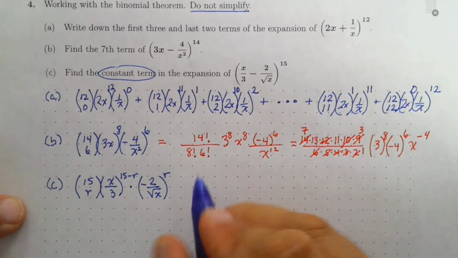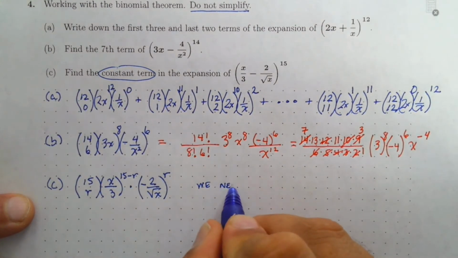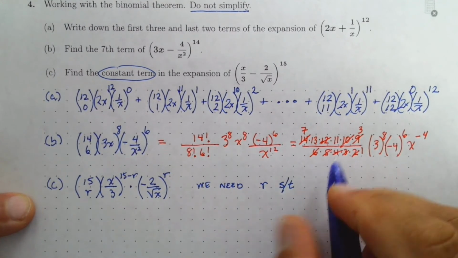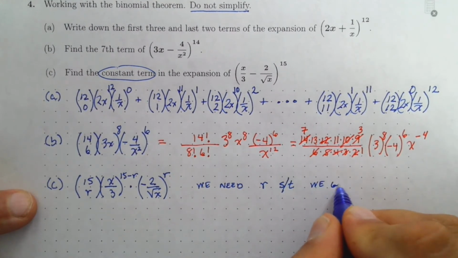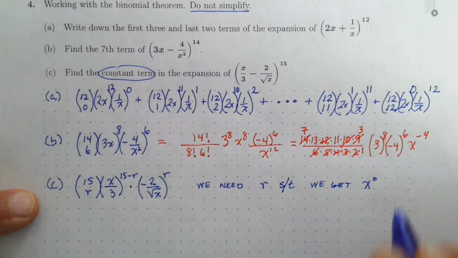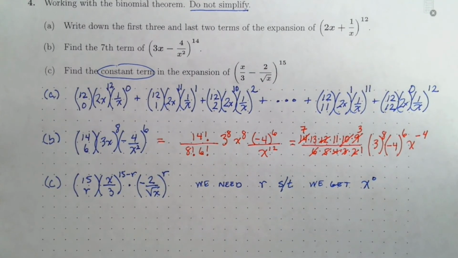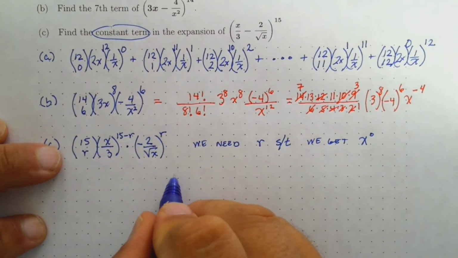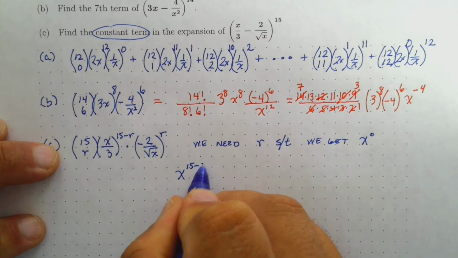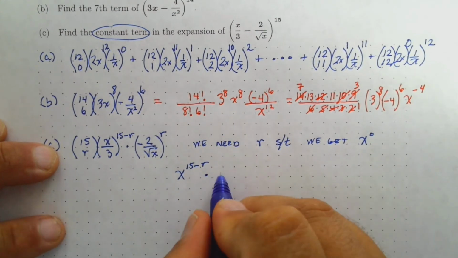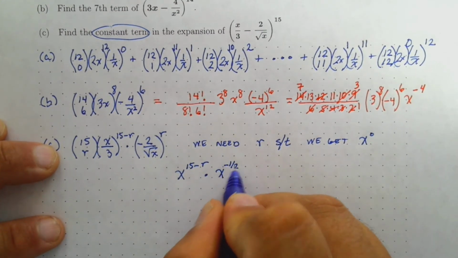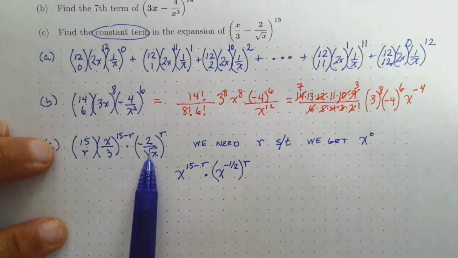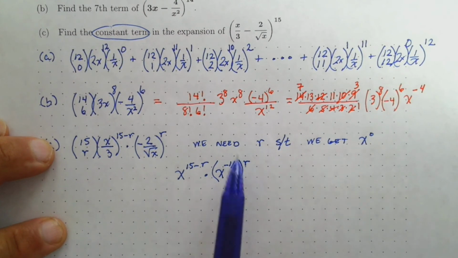Okay, so we need r such that we get x to the 0. So let's just focus on the x terms. So this is x to the 15 minus r times x to the negative 1/2 raised to the r power, because dividing by the square root of x is like x to the negative 1/2.